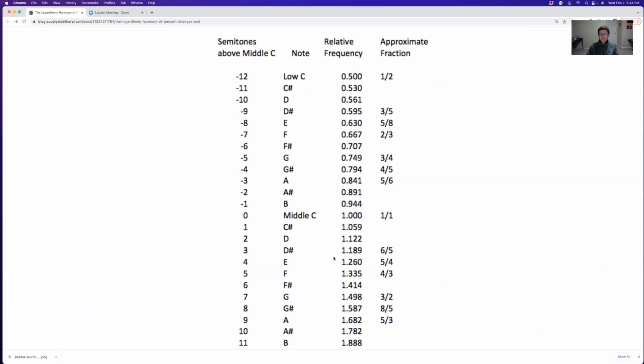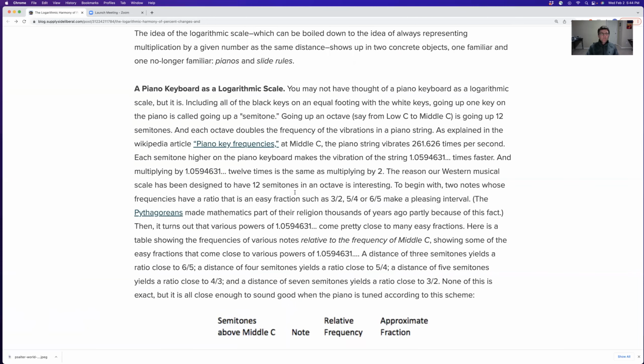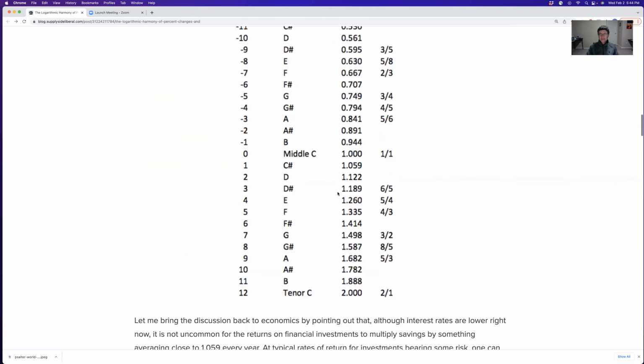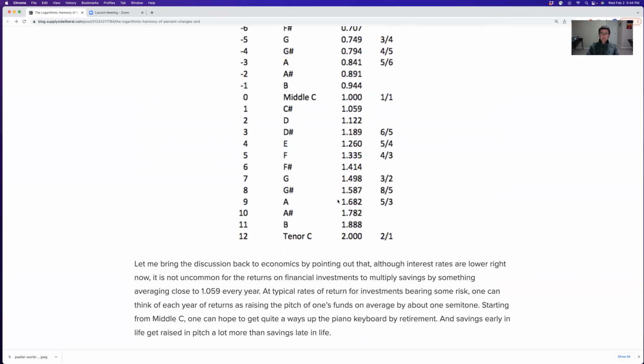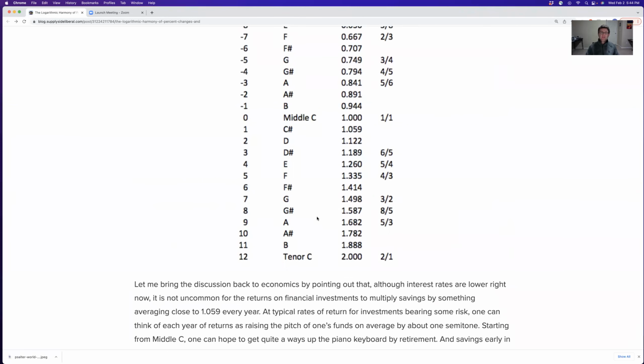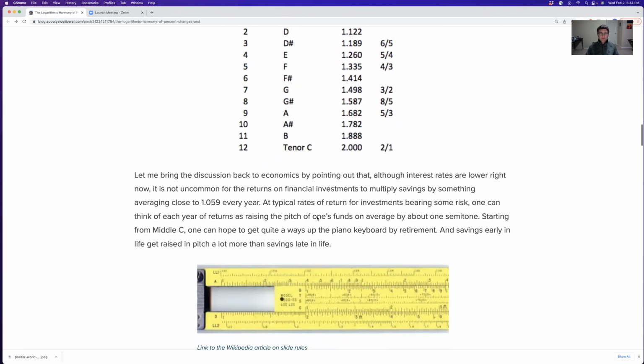The reason they ended up with these 12 steps that were each multiplying by 1.059 and so on is that it made a certain number of semitones come pretty close to nice ratios like 3/2 and 3/5 and so on. And of course, an octave is a doubling of the frequency. So this is more like a logarithmic scale to base 2 because every octave is going up by a factor of 2.